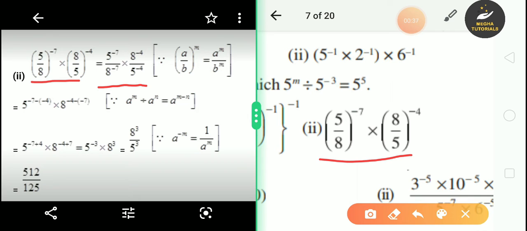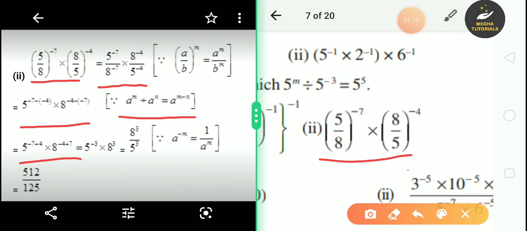So in numerator and denominators we have the same bases 5 and 8. Okay. So considering base 5, we can write 5 raised to minus 7 minus minus 4, and considering base 8 we can write into 8 raised to minus 4 minus minus 7. This is using the law a raised to m divided by a raised to n is equal to a raised to m minus n. When bases are same and operation is division, then we can subtract the exponents. So minus minus plus, so we can write in the next step 5 raised to minus 7 plus 4 into 8 raised to minus 4 plus 7.